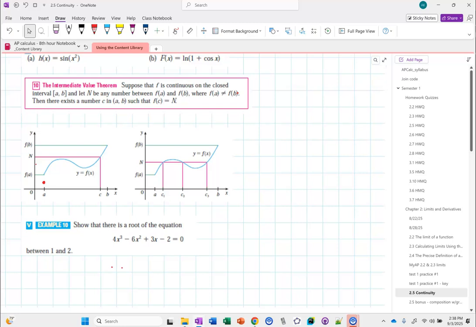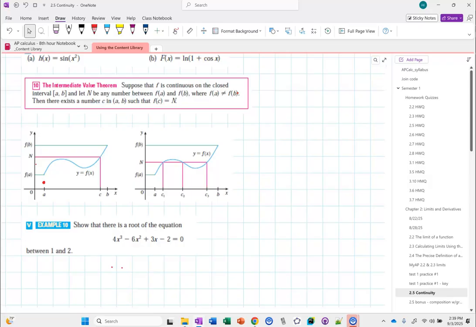So the intermediate value theorem says, suppose f is continuous on a closed interval. That's one condition. And let n be some number between f of a and f of b, where f of a is not equal to f of b. That's condition 2. So you have to show two things. f is continuous, and then the number n that you're looking at is between two of the y values, specifically the endpoints of the interval.